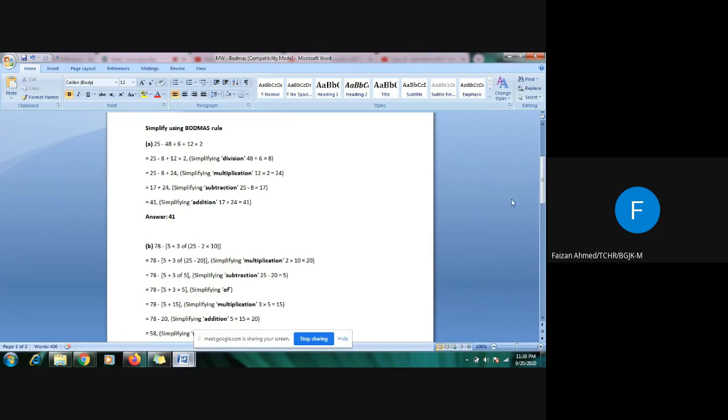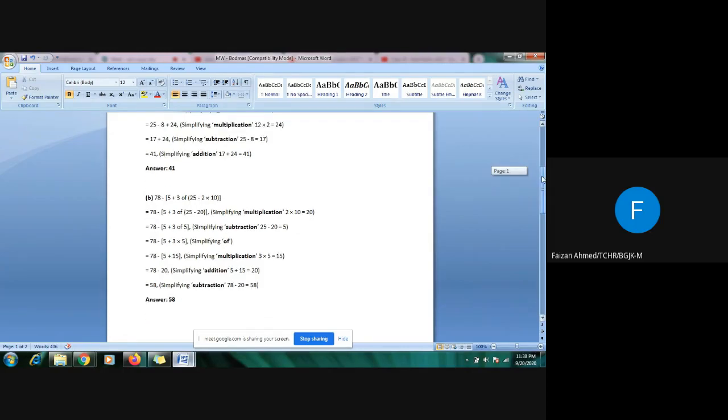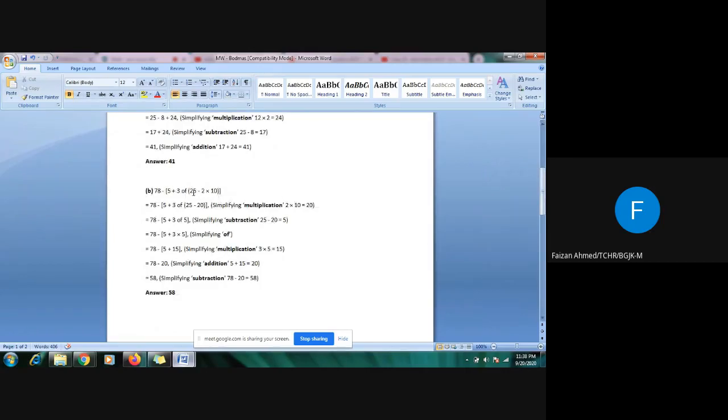The next question is, we have 78 minus, we have a square bracket, 5 plus 3 of 25, then small bracket 25 minus 2 multiplied by 10, small bracket close, square bracket close. First, we know that according to Bodmas, we have to solve the brackets, and the innermost bracket first. The innermost bracket is the small bracket. We have 25 minus 2 multiplied by 10. So first we will multiply, because there are two operations inside the bracket. The first one is the subtract and the other one is the add. So 25 minus 2 multiplied by 10 will be 20, and everything will be as it is.